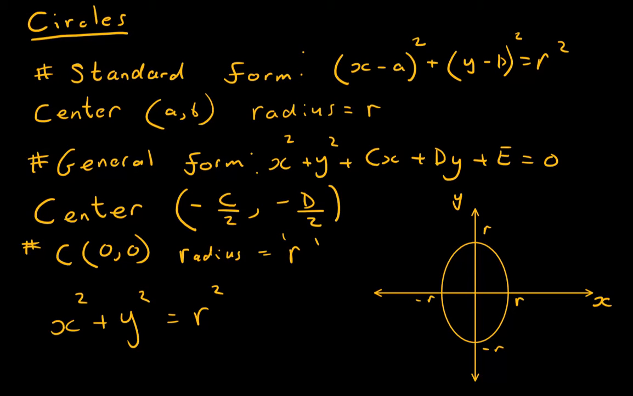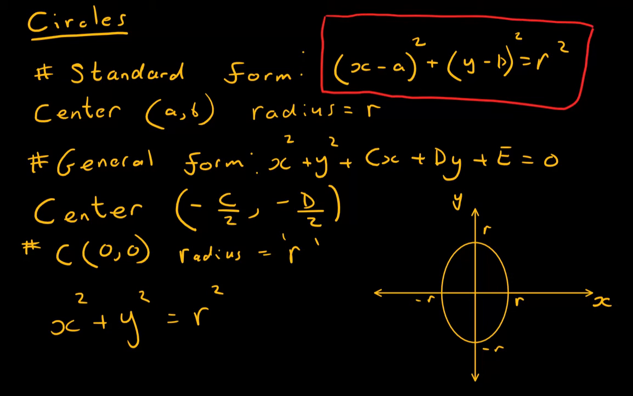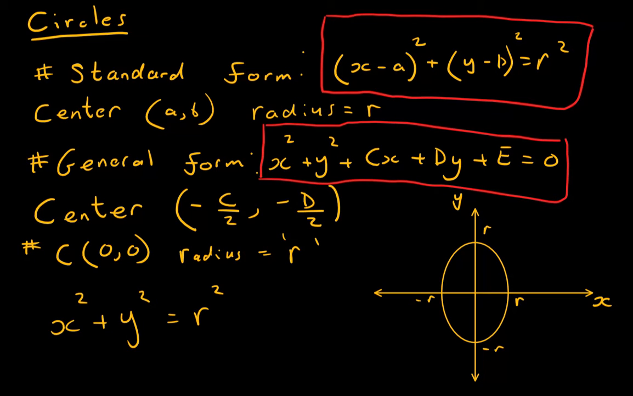The general form for a circle, the standard form rather, is this equation here. And this tells us straight away the coordinates for the center and the radius. The general form is written here. Now the general form, you can find the center, but you can't find the radius. So you'll need to do some work for the radius.